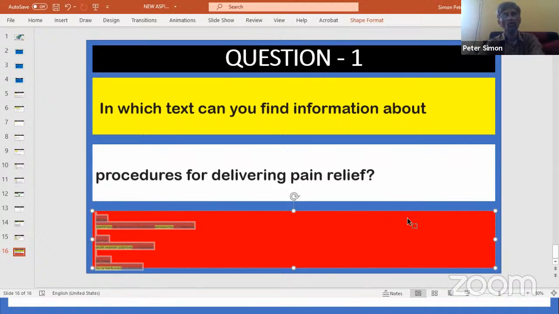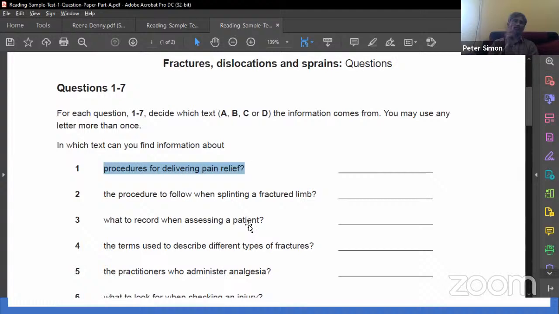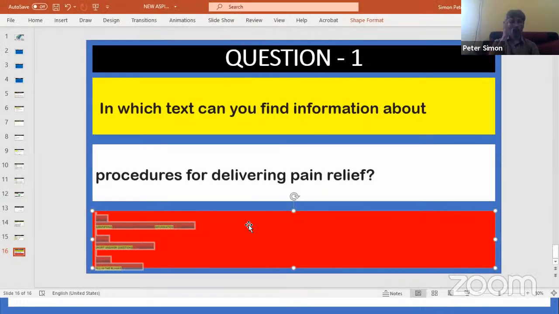Okay. Now we know 4 different things, A, B, C, D. So which is the right answer? You have to say here.